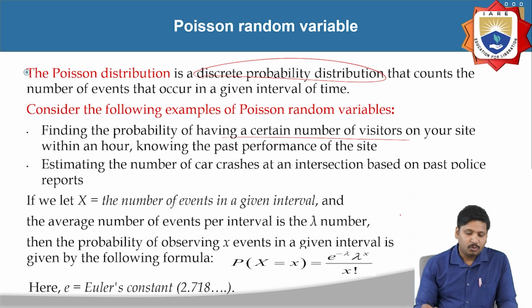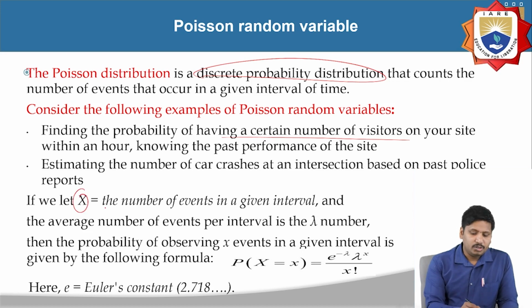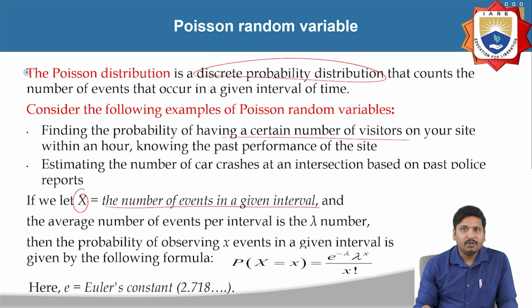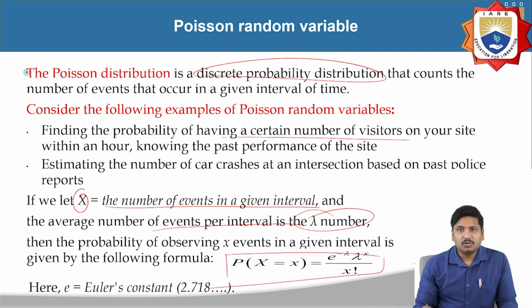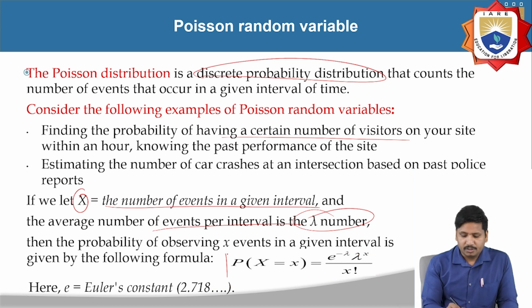So for this, I'm going to consider a Poisson random variable, where X is the number of events in a given interval, and the average number of events per interval is denoted by lambda. The probability of observing x events is given by the equation: P of X equals e to the power minus lambda, times lambda to the power x, divided by x factorial.